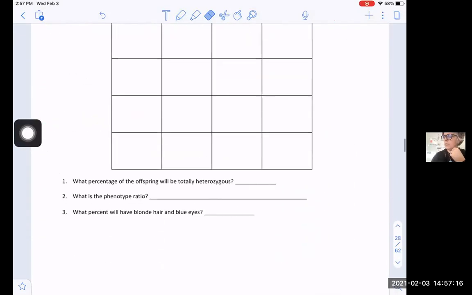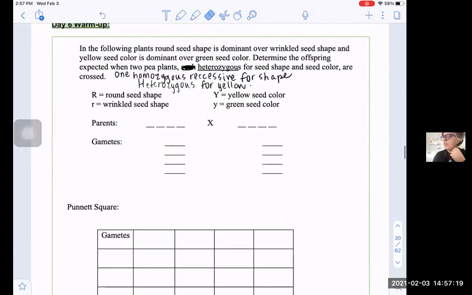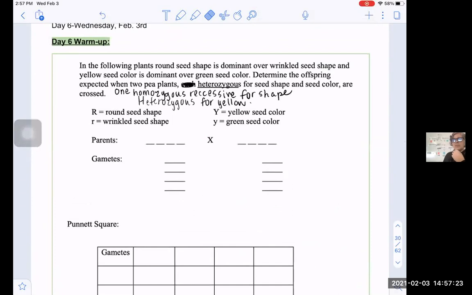So I want to change this warm up one up a little bit and do one that might be kind of more similar to one you might have seen in your homework. So I'm going to make one of the parents homozygous recessive for shape. And remember, we're using an R to represent shape. So little r, little r. And then that parent is going to be heterozygous for color. So for yellow, they're going to be big Y, little y. That's one parent. The other parent, I'm still going to make them heterozygous. So they're going to be heterozygous for seed shape and heterozygous for seed color.